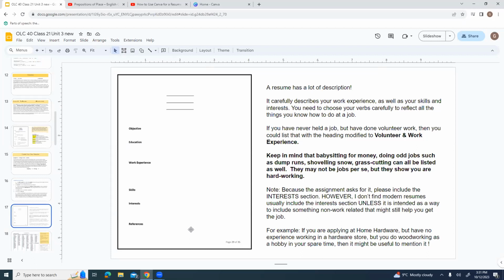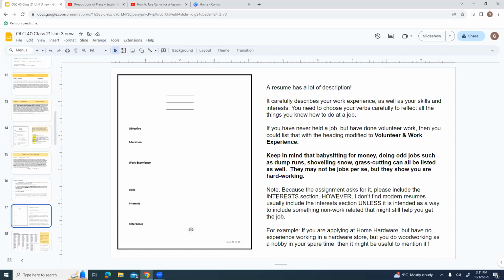You could just put a little section called odd jobs and list the general dates when you did odd jobs. They're not technically a work thing, but they show what skills you have and they also show that you're hardworking. Okay. I talked about the interest things already.